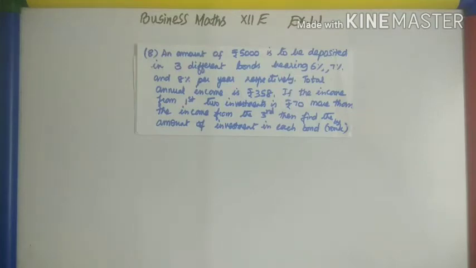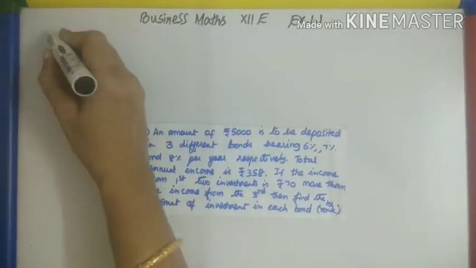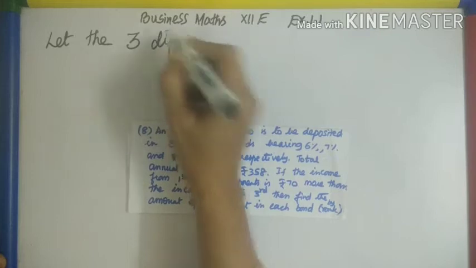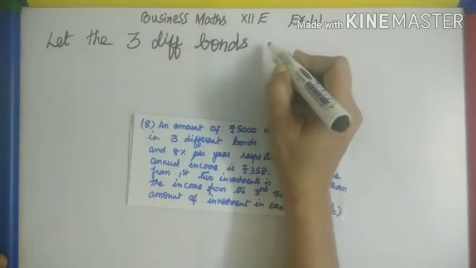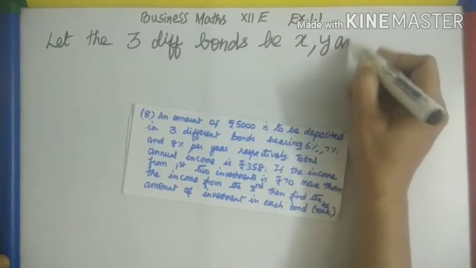We are going to do another statement problem using rank. Exercise 1.1, question number 8. An amount of 5,000 is to be deposited in 3 different bonds. Immediately we shall write, let the 3 different bonds be, we shall give the name, say, X, Y and Z. So let the 3 different bonds be X, Y and Z.